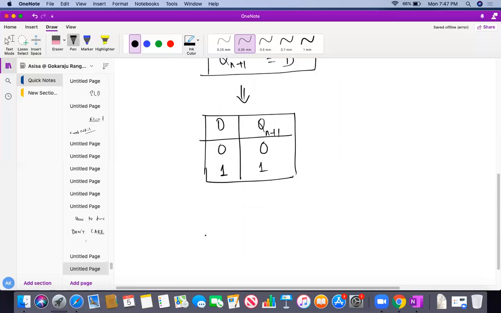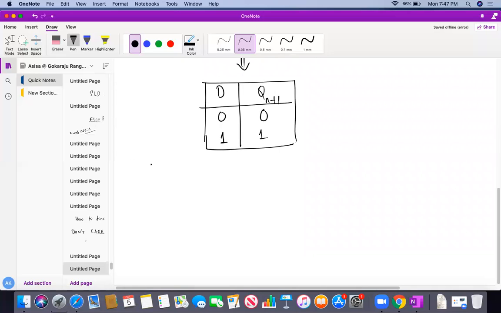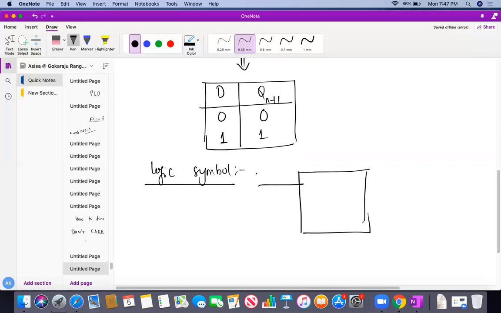Now, what is my logic symbol of it? We have already seen the logic symbol by converting the SR flip-flop, but we can have a basic logic symbol of the D flip-flop as well. It has mainly a single input D, and it has a clock, and this is Q bar. So you can say that this is the delay flip-flop or the transparent flip-flop. Why is it transparent? Because whatever I give as D will get reflected at my next state, just like a mirror. Whatever I show as input over here, I'll get over there at Q. That's why it's called transparent.